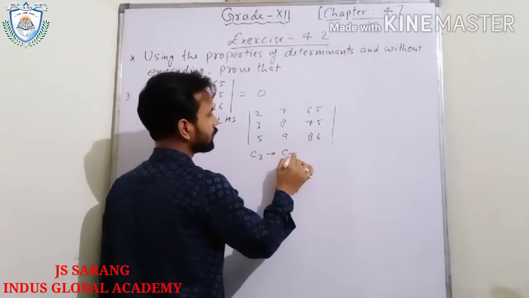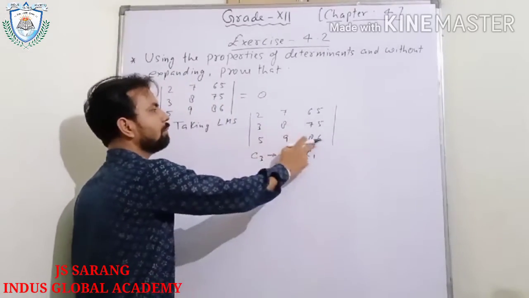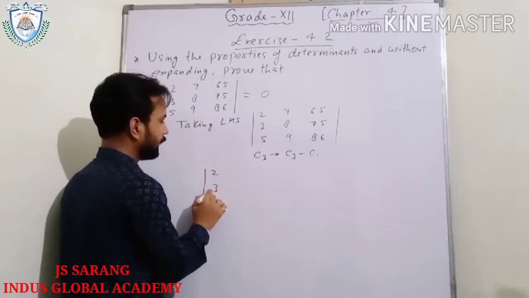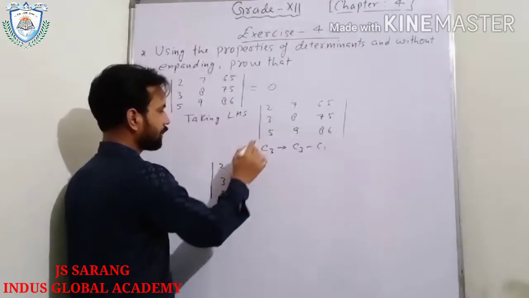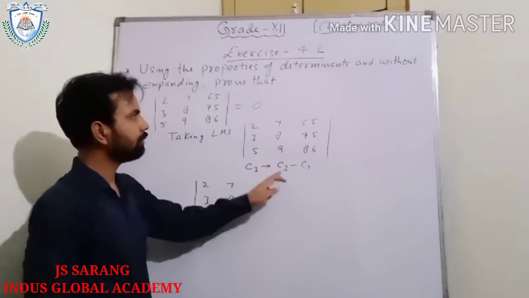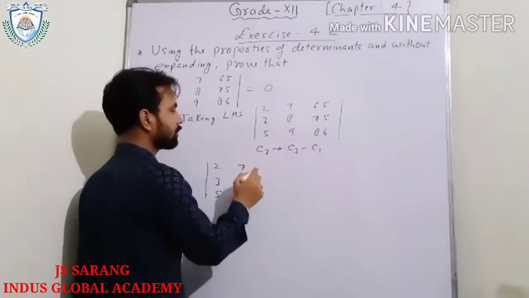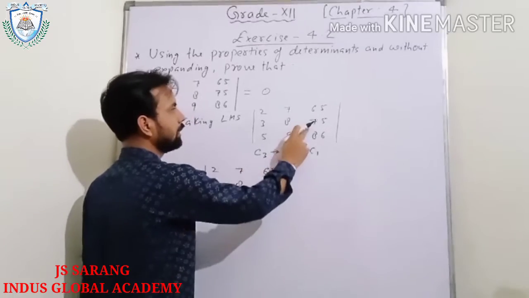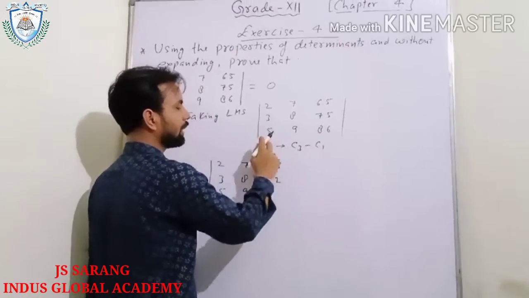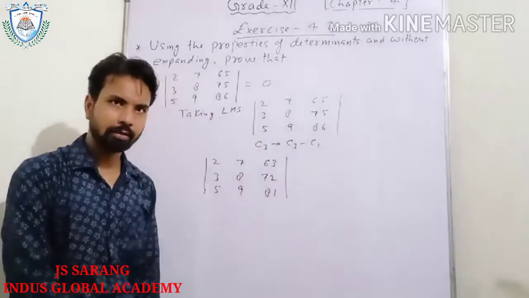So I am applying here the operation C3 tends to C3 minus C1. I will subtract C1 from C3 here. So see, 2, 3, 5. C1 will remain the same. C2 will also remain the same: 7, 8, 9. The operation we apply in C3, that is C3 minus C1: 65 minus 2, that is 63. 75 minus 3, that is 72. 86 minus 5, that is 81. Clear? Now see.